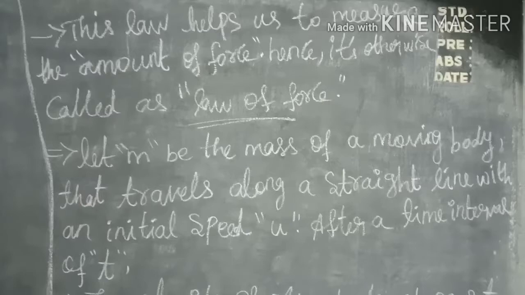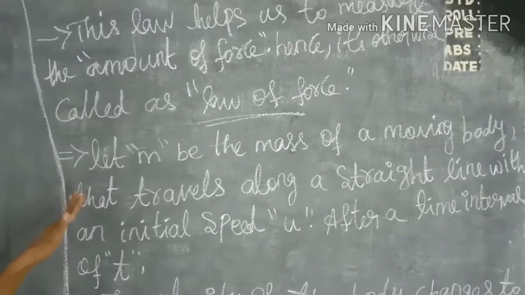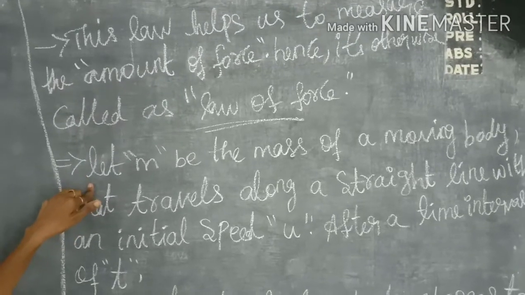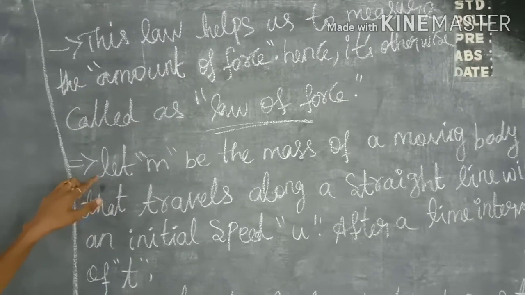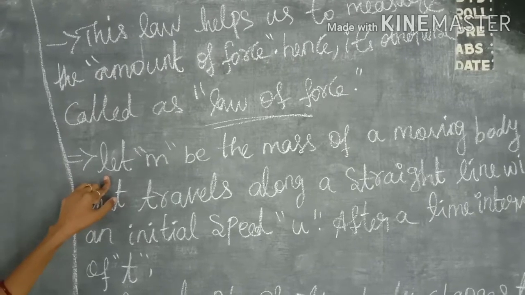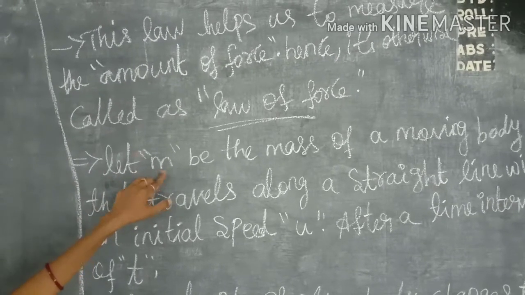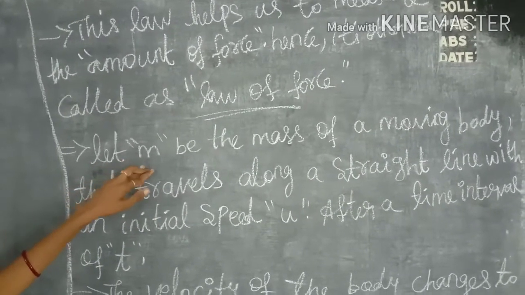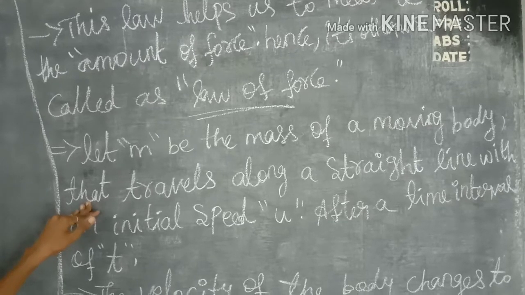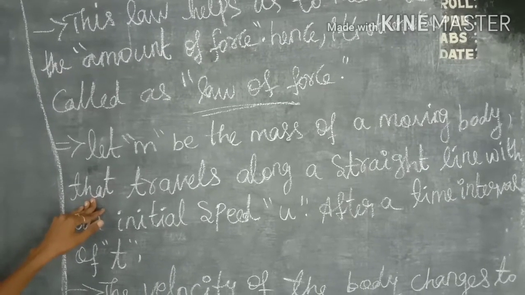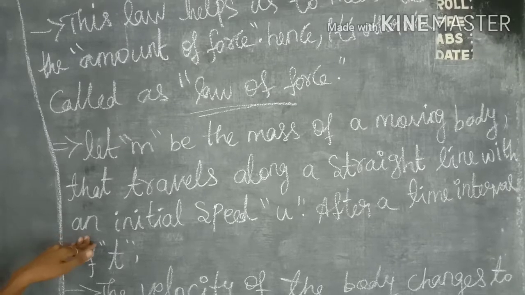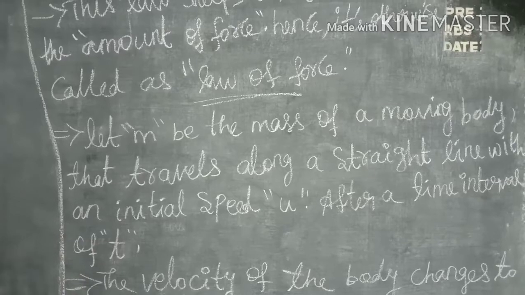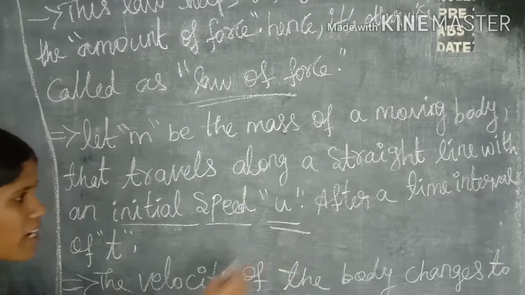Then we have to learn how to derive Newton's second law. First, we have to consider one moving body or object. That moving body has a mass, small m, and travels along a straight line. Since it travels, it has some speed. That initial speed is denoted as small u.